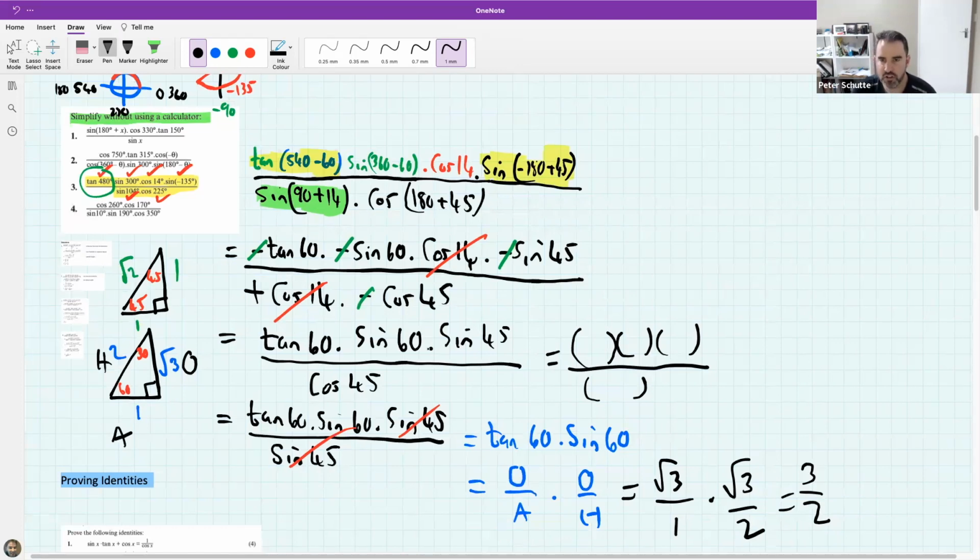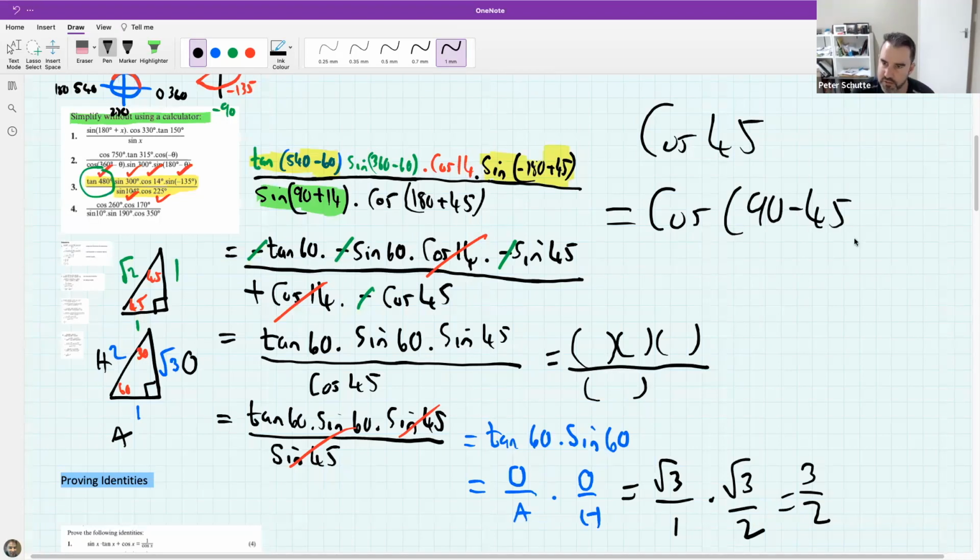Are there any questions or comments? So how can you explain how cos 45 became sine 45? I absolutely can. So the cos of 45, this is what we call a co-ratio. The cos of 45 can be written as the cos of 90 minus 45. And that's using the nearest vertical axis.